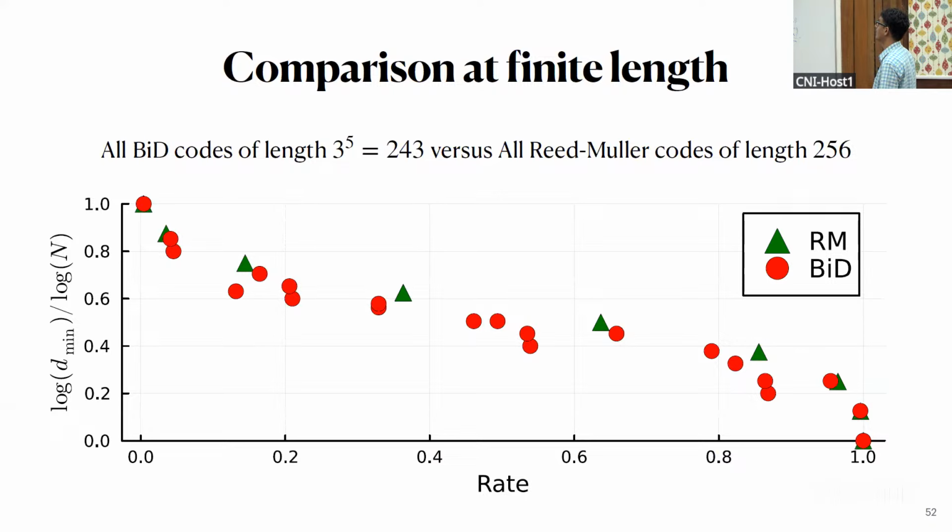And this is a comparison of minimum distance at finite length. All the red dots are BID codes of length 243, and all the green squares are Reed-Muller codes of length 256. So this is a scatter plot of all Reed-Muller and all BID codes of these lengths. And on the y-axis, you have some version of minimum distance. And then you see that BID codes hit a lot of rates, much more than Reed-Muller codes, and there is a very graceful tradeoff between minimum distance and rate.